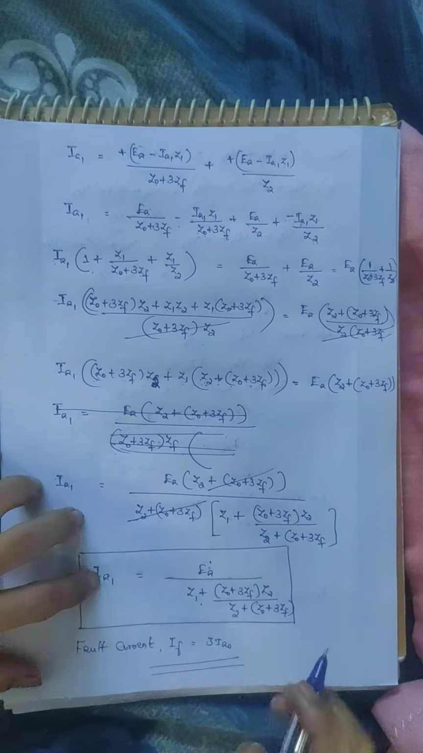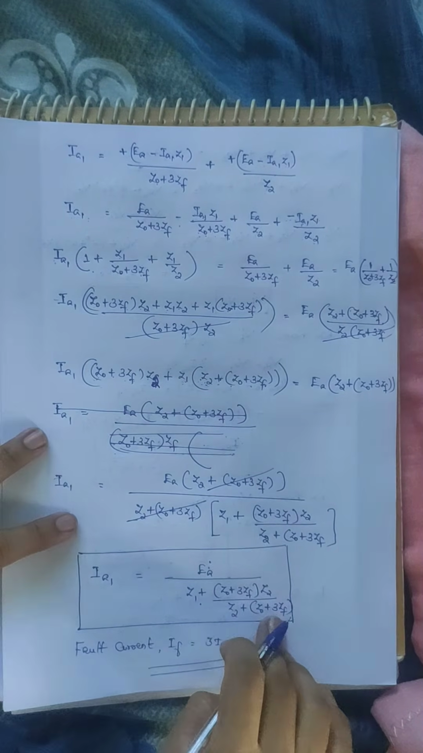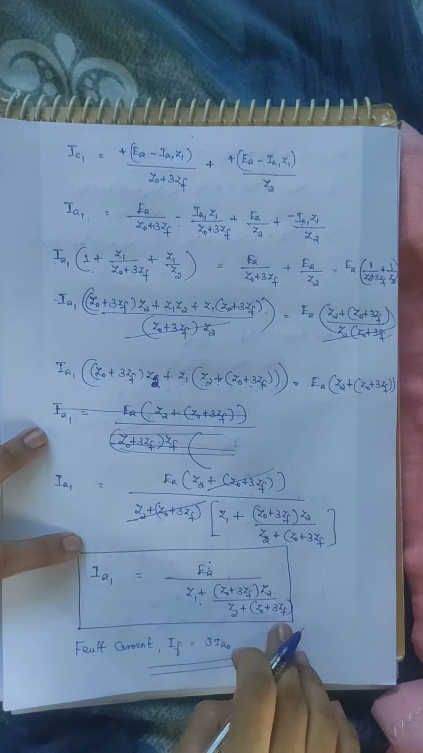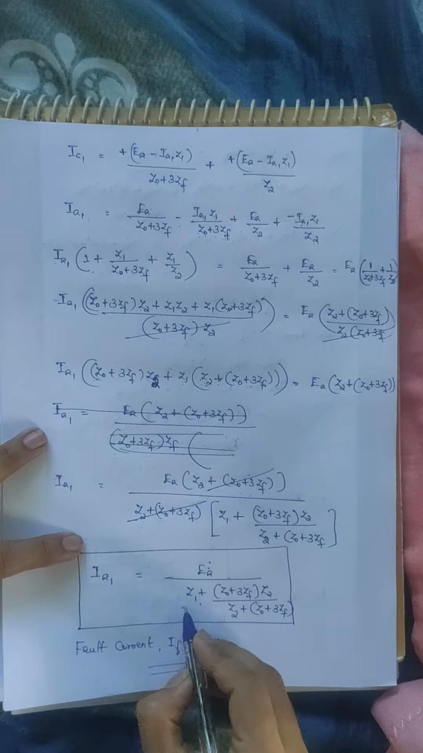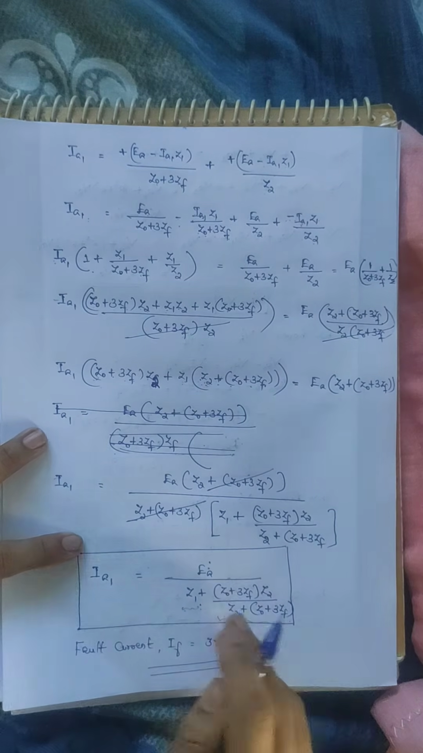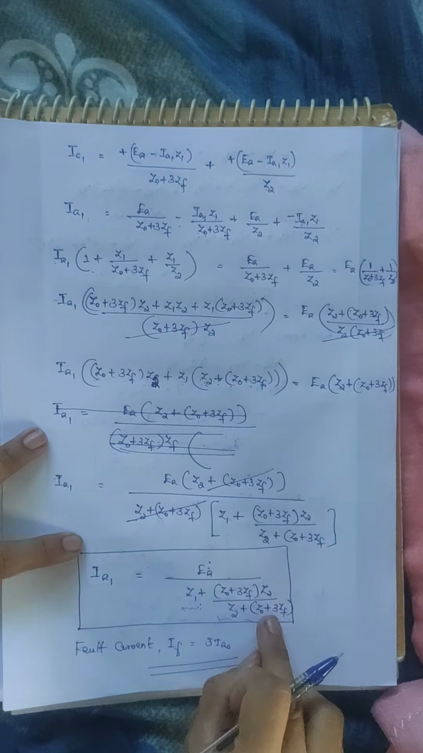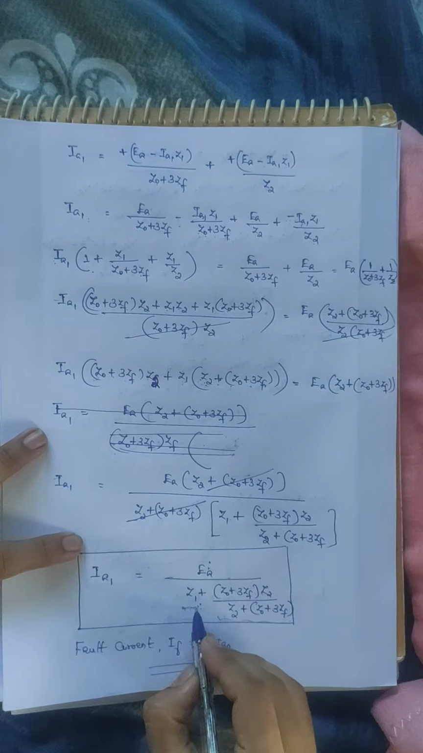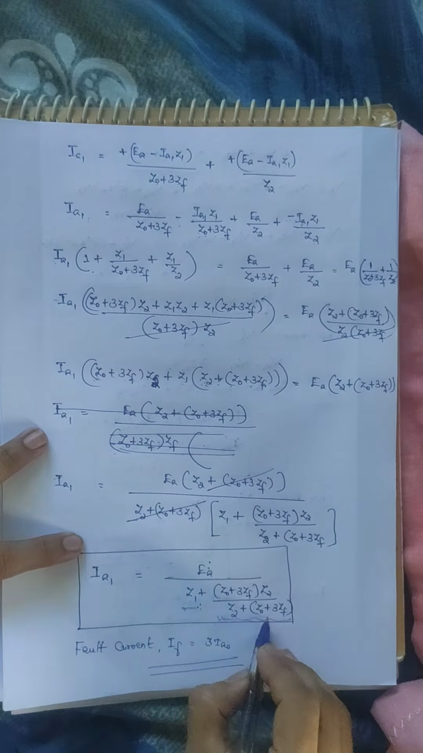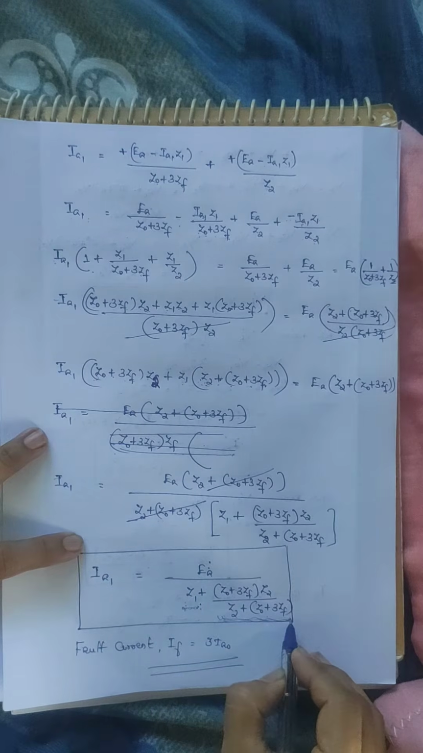So let us examine this term. The denominator term denotes the total or equivalent impedance of the sequence network. So see, there is a term Z1 plus another term. So adding two impedances or two resistances means this one is in series with the second term. So these two are in series. Z1 is in series with this particular impedance.